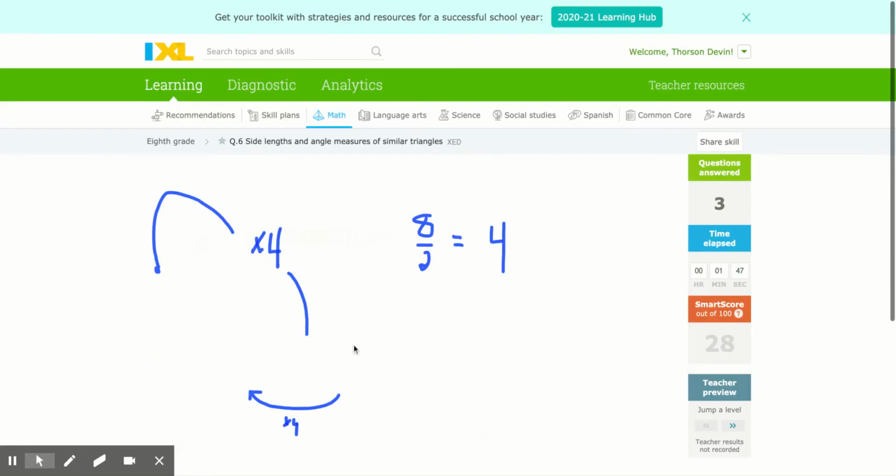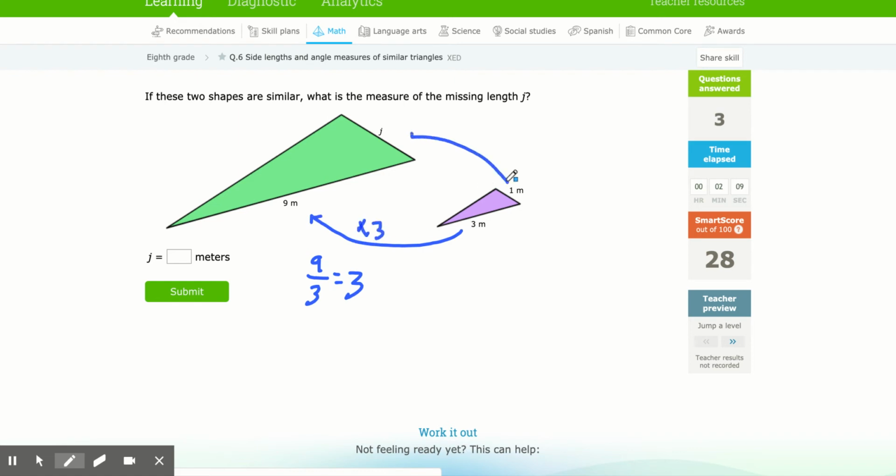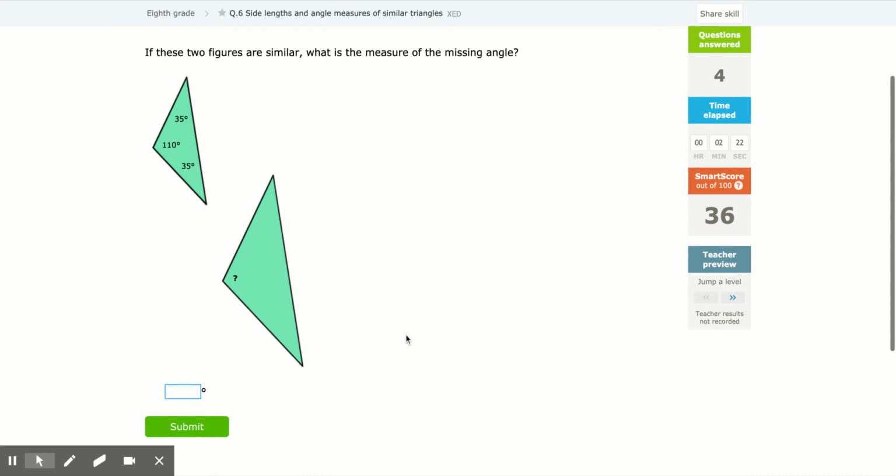So again, you're trying to find the scale factor from one triangle to the next. Again, I take the triangle that has the unknown, and I take the side I do know, 9, put it over the corresponding side I know on this other triangle, which tells me I'm multiplying by 3, to go from the small to the large. So I just multiply by 3. Whoa, that was a weird looking 3, right? So 1 times 3 is obviously 3. And it really shouldn't get any harder than that.